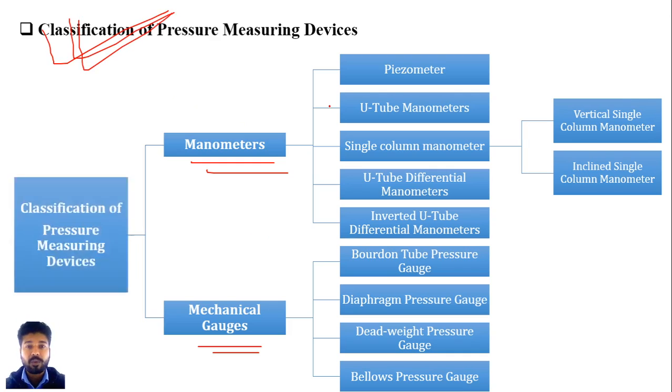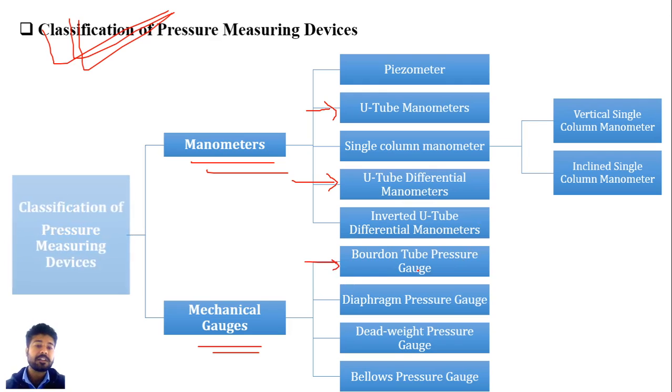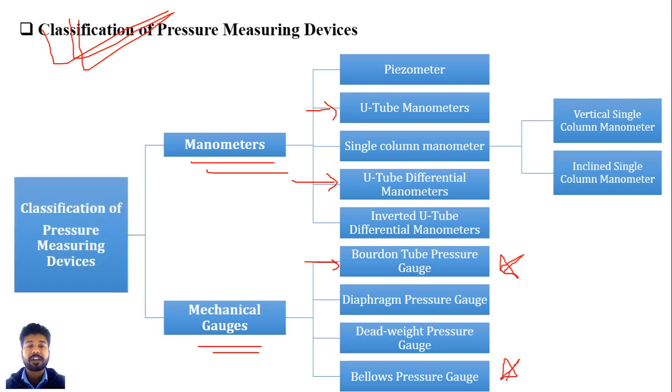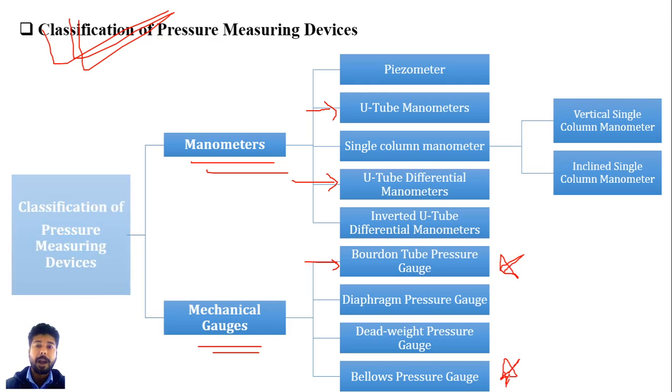There are a lot of questions on the U-tube manometer, the U-tube differential manometer, and the examples they ask are also based on U-tube differential manometers. As far as theory is concerned, the Bourdon tube pressure gauge is an important question for this examination, and also the bell-type pressure gauge. So what are these different types of pressure measuring devices, and how can we use them? Let's start our lecture.